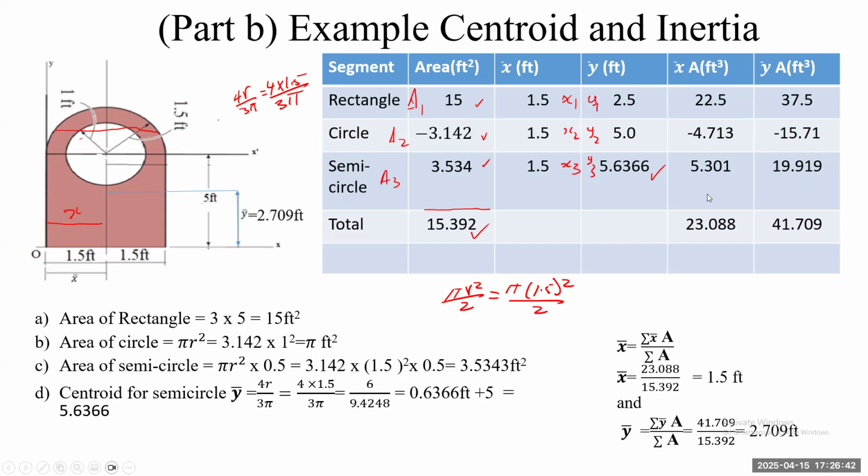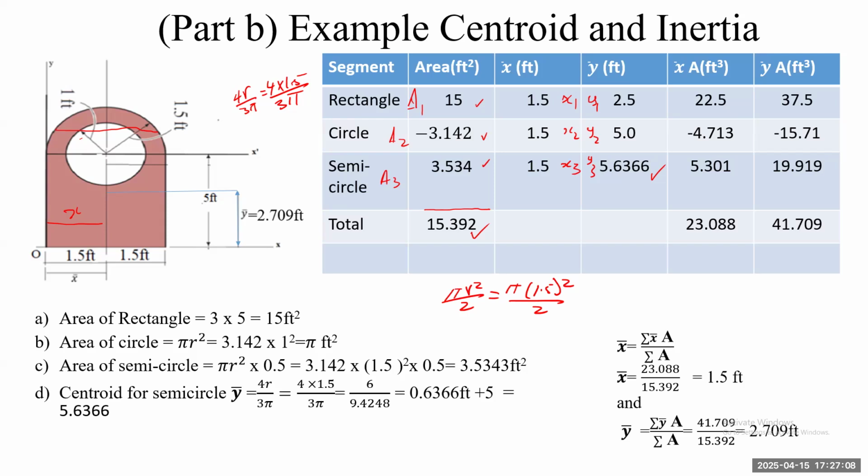And then now you have each column. Be mindful that you need to subtract one of them. The circle is a void area, so it needs to be subtracted. So you got 27.801, and you minus that, you get 23.088, and then you add up the other one, you got 41.